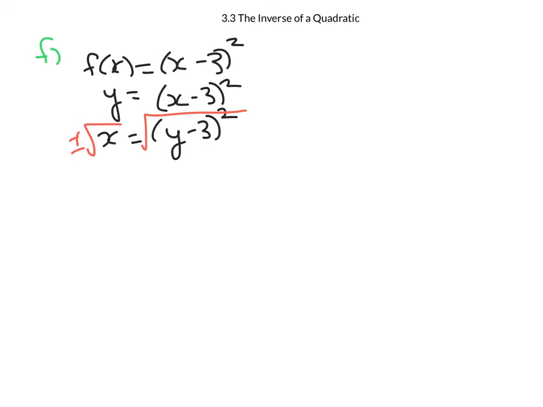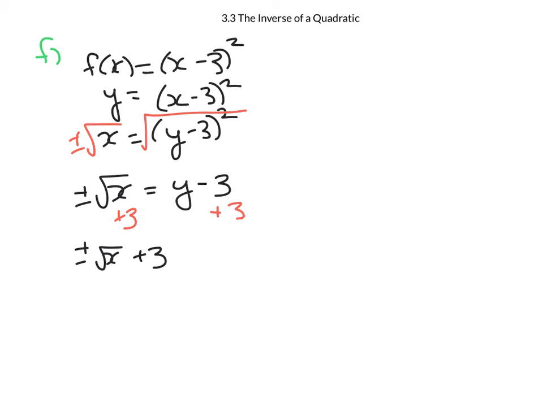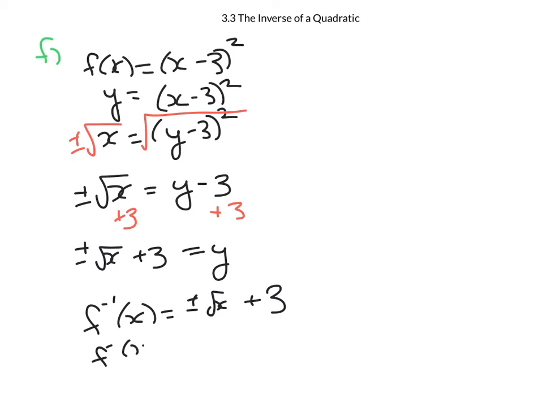Let's rewrite. So I have plus or minus the square root of x equals y minus 3. Now I'm allowed to move the plus 3, but I couldn't do it before. It was underneath the square root. I had to get rid of the square first. Now I've got plus or minus square root of x plus 3 equals y. Time for our fancy notation. F inverse of x equals plus or minus square root of x plus 3. Note that that 3 is not under my square root, so I could have written it as 3 plus or minus square root of x.